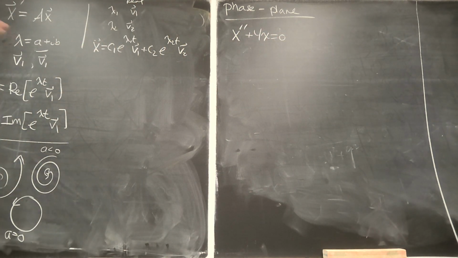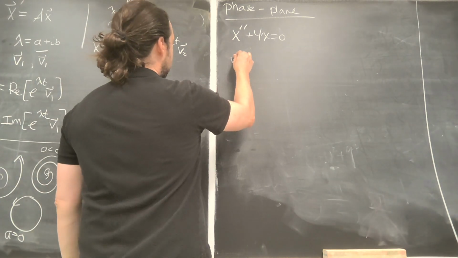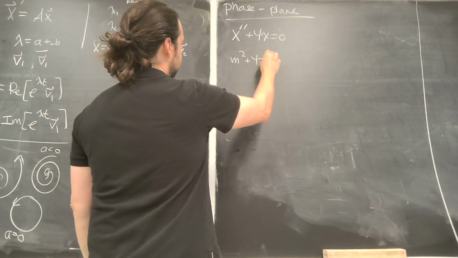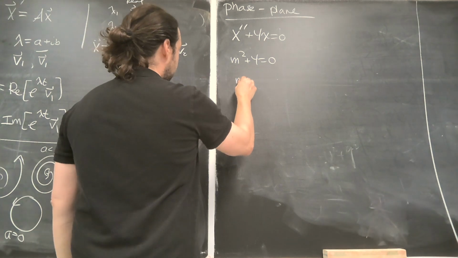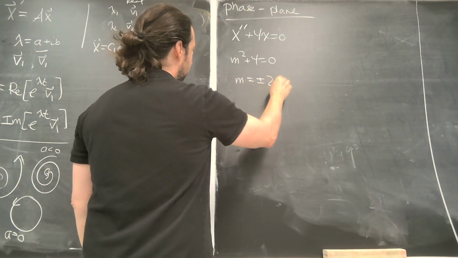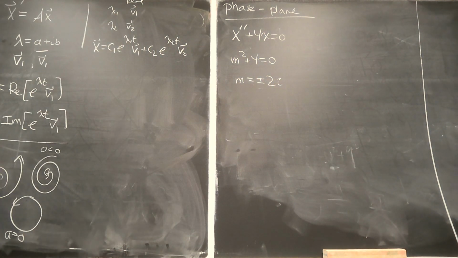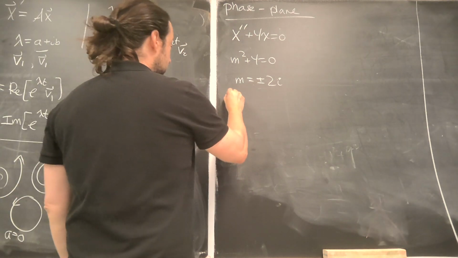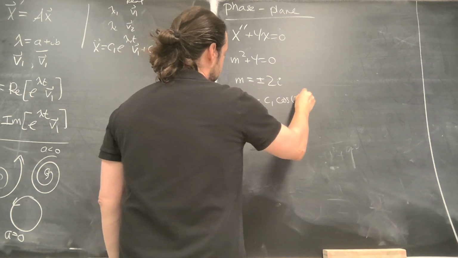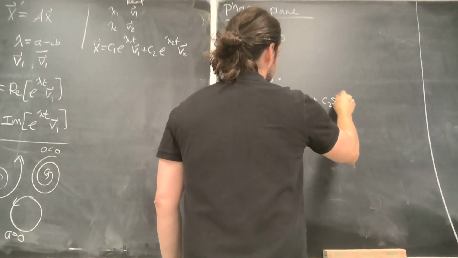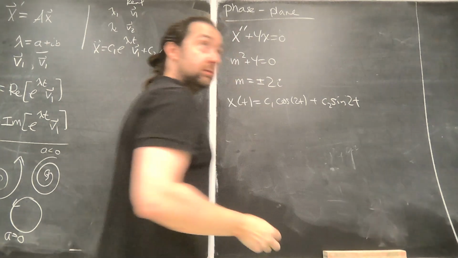So that is an undamped mass spring system. The method of solution for this spring system was we wrote down m squared plus 4 is equal to 0. That's the characteristic polynomial, the auxiliary polynomial. And we solve it to get m is equal to plus or minus 2i. And then from there, we leap to the conclusion that the solutions look like x of t is equal to c1 cosine of 2t plus c2 sine of 2t.